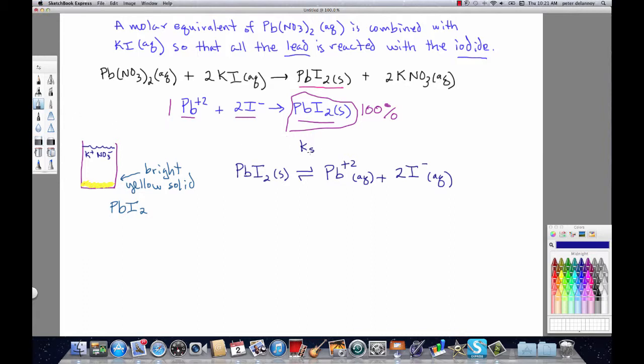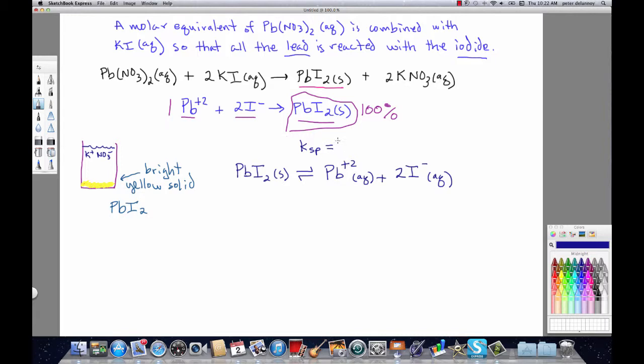All right, which stands for solubility product. So sparingly soluble salts immediately form saturated solutions. Some of the lead is in fact dissolved in the solution above the solid. Some of the iodide is as well. But by comparison to the potassium nitrate that's in here, there's very, very small amounts of the lead ion and very small amounts of the iodide.